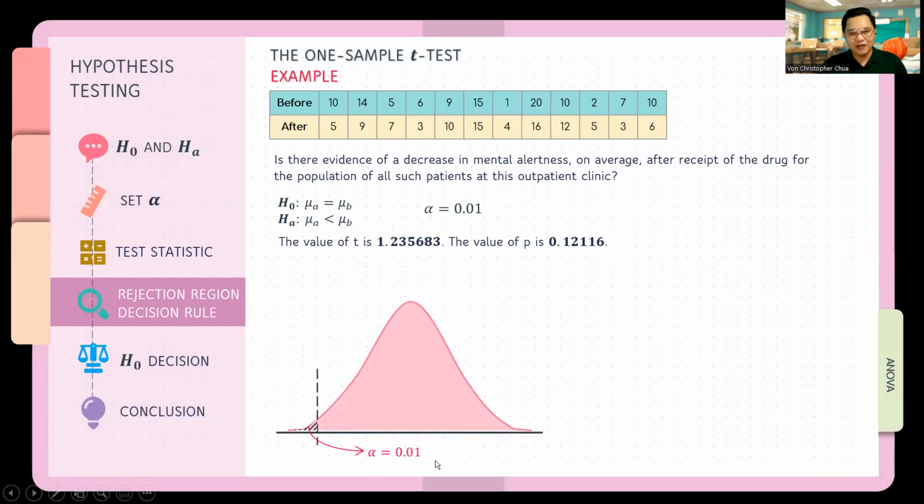We take note of the alpha value and the type of test, which is one-tailed. Specifically, this is a left-tailed test because we're looking at the decrease in the value.